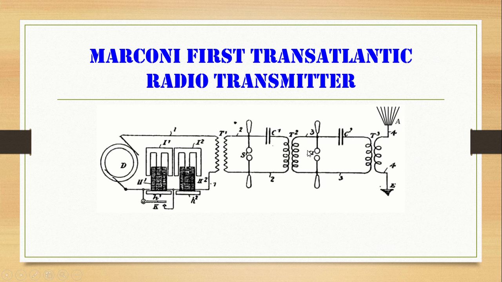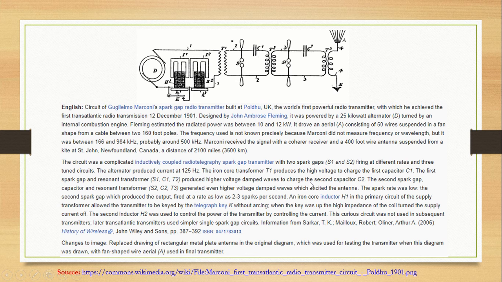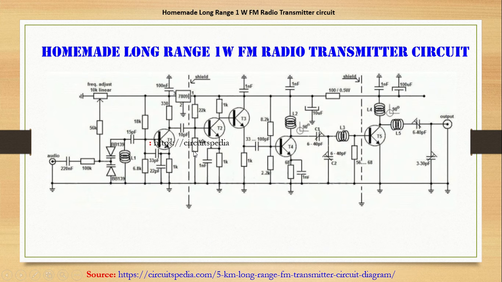Here's an example of a radio transmitter. This was done by Guglielmo Marconi in 1901. This is the first transatlantic radio transmitter. Here are some details about this transmitter, so you may read them yourself. As you can see here, it has very simple circuitry compared to the modern transmitter. This is an example of a homemade long-range 1 watt FM radio transmitter circuit. You can find it from this link.